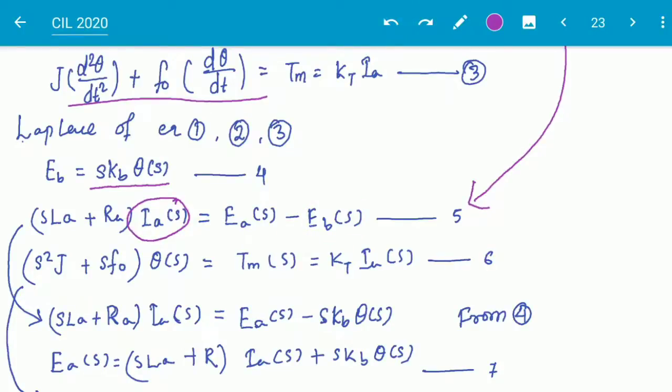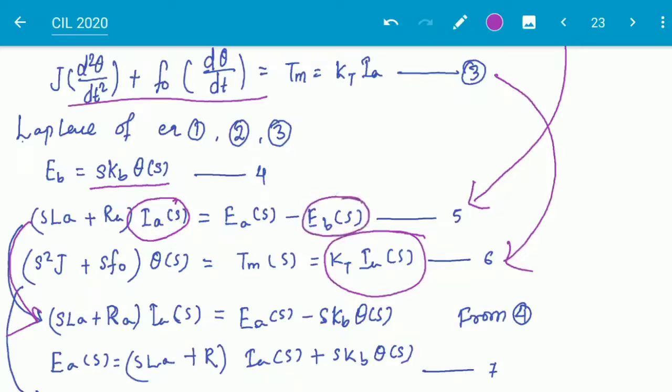Then the Laplace transform of equation 3 is equation 6, that is s square J plus s F0 whole into theta s is equal to Tm s, which is given as Kt into Ia s. And from equation 5 we can get s La plus Ra whole into Ia s is equal to Ea s minus s Kb theta s. Where are we getting this? Eb s from equation 4 we can put here, so we are getting this much.